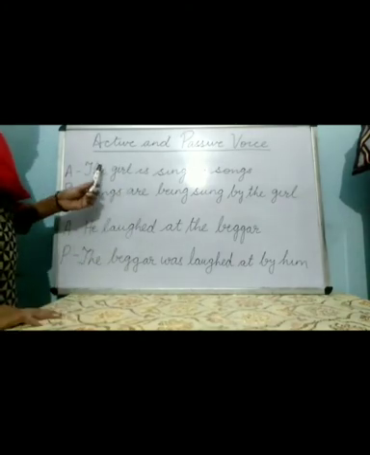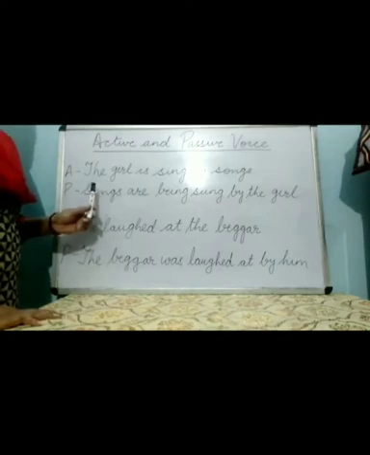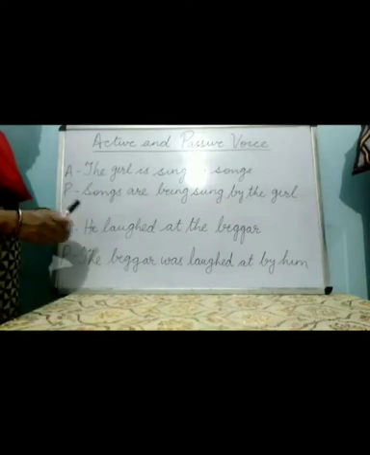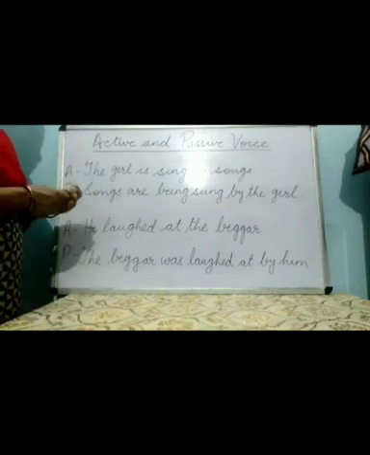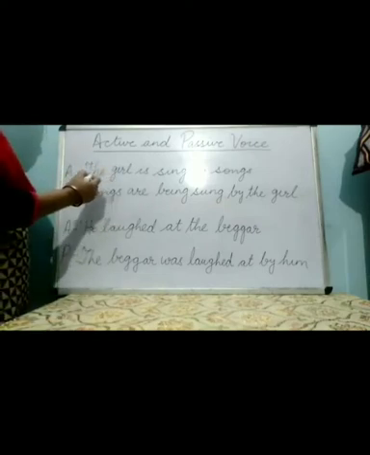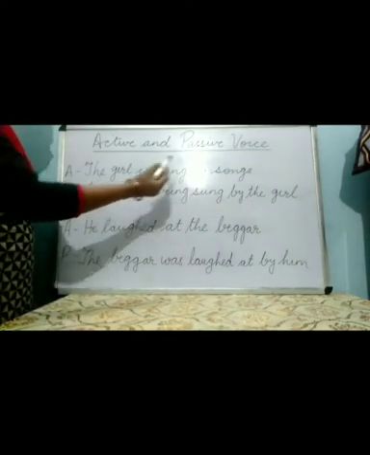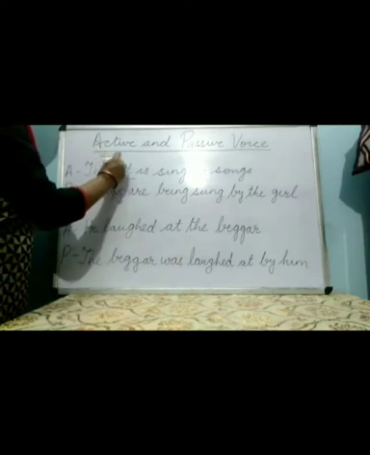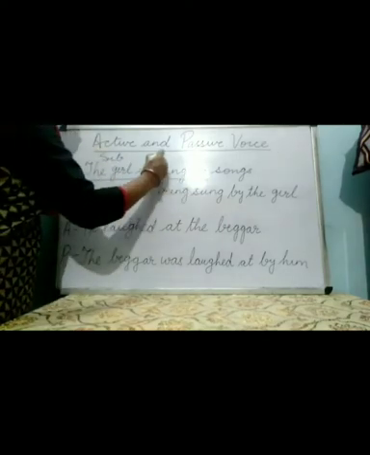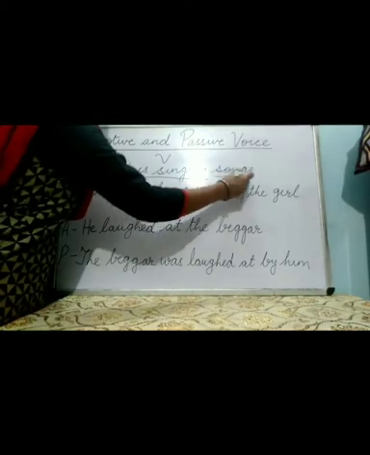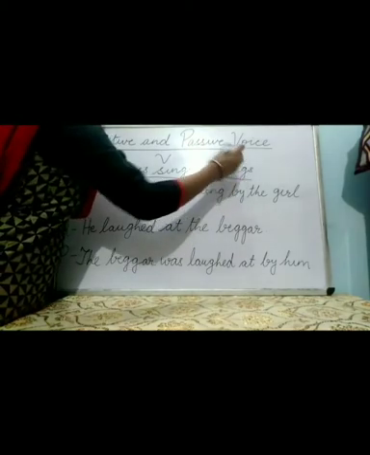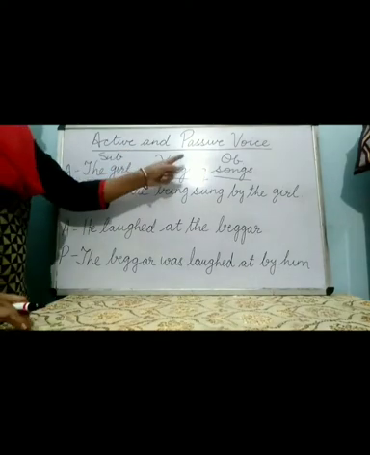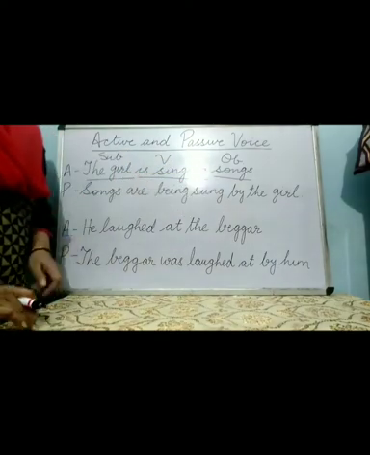Now here I have given an example, and we get to learn three main rules from this example. Now the active voice, in the active voice, the sentence is, the girl is singing songs. Now here the girl is the subject, is singing is the verb, and songs is the object. So subject, then comes the verb, and immediately after the verb comes the object.